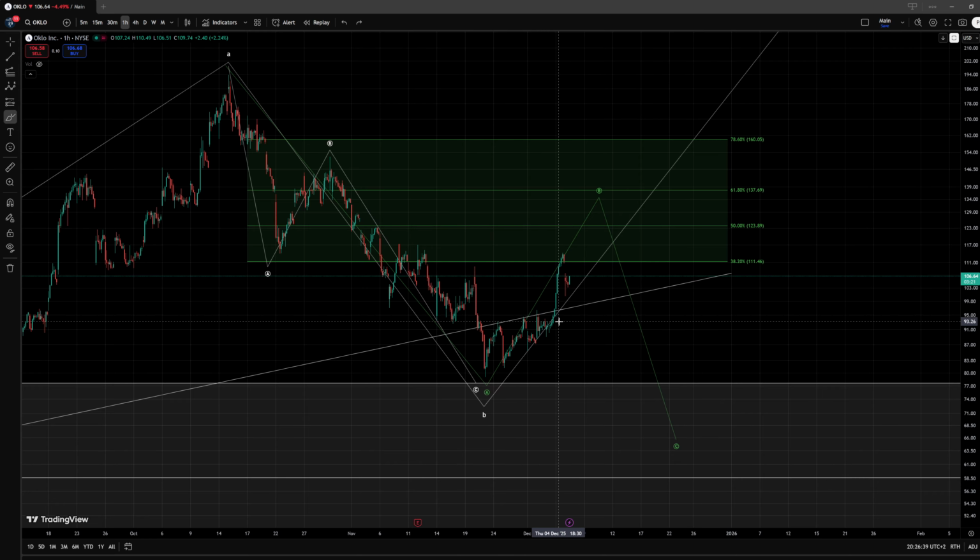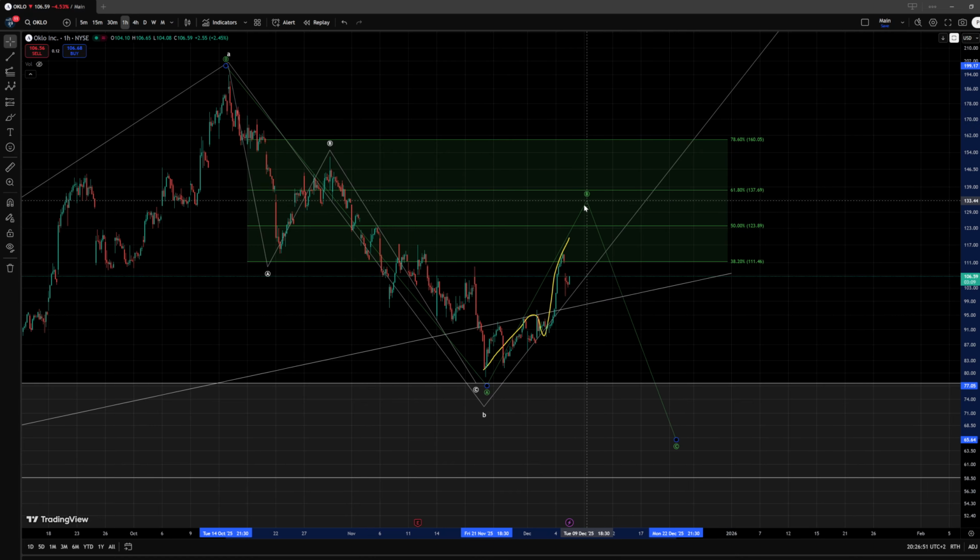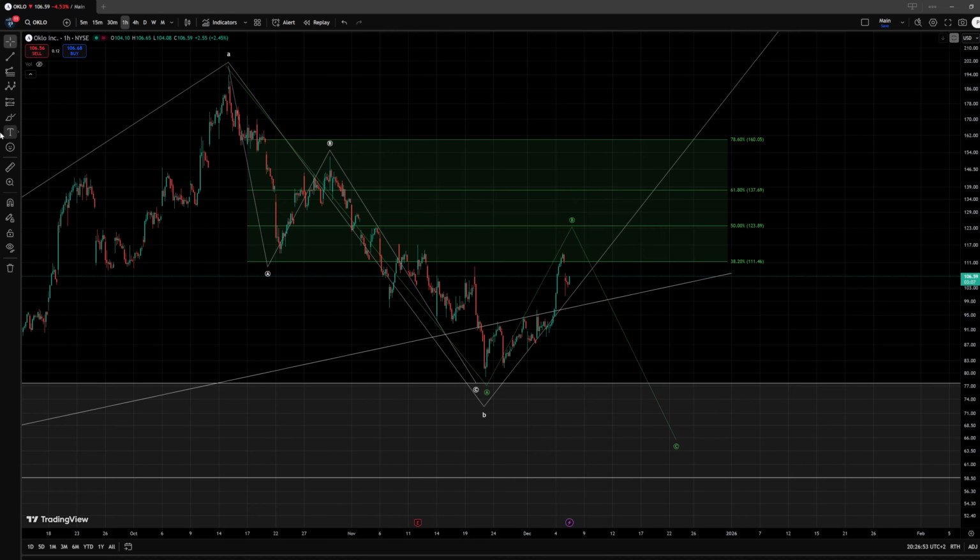And I have to say, even if we push here and form this entire pattern in a 5-wave move, there would be nothing really stopping me from considering this an overall larger ABC structure to have completed this larger wave B in green.